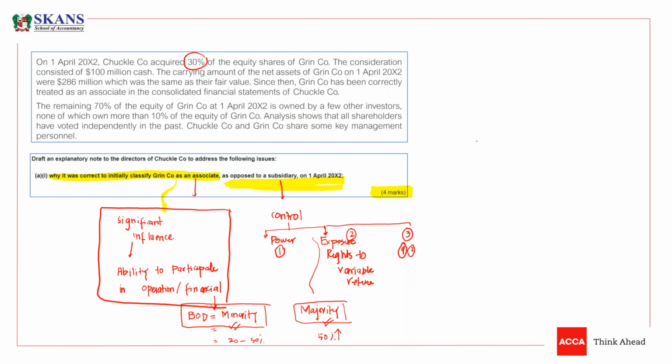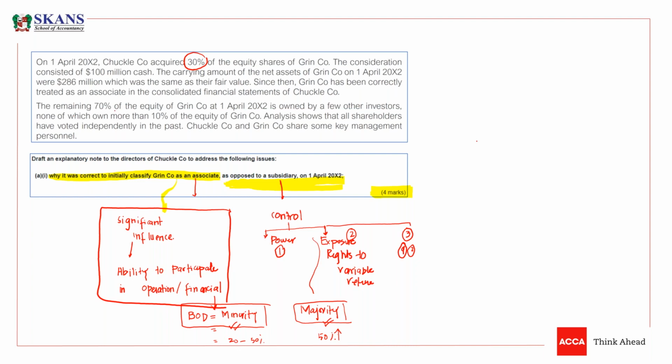So there are no fair value adjustments. It means the net assets are already at their fair values. If there are fair value adjustments, you need to make them as well. Even in associates, you have to take net assets at fair value. If both carrying value and fair value were given, I would choose the fair value of net assets. Since then, Green Company has been correctly treated as an associate in the consolidated financial statements of C Company.